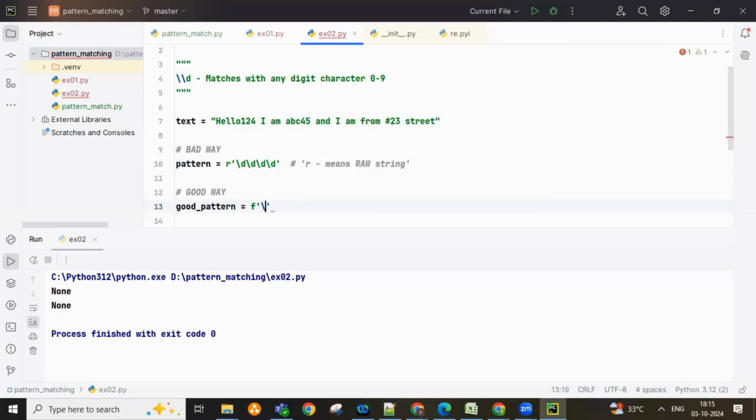So if you do slash d, for example, sorry, not f, right? Slash d, if you use plus, what does it really mean? Slash d means one digit, right? What does plus mean? Plus means one or more repetitions of the preceding character, right?